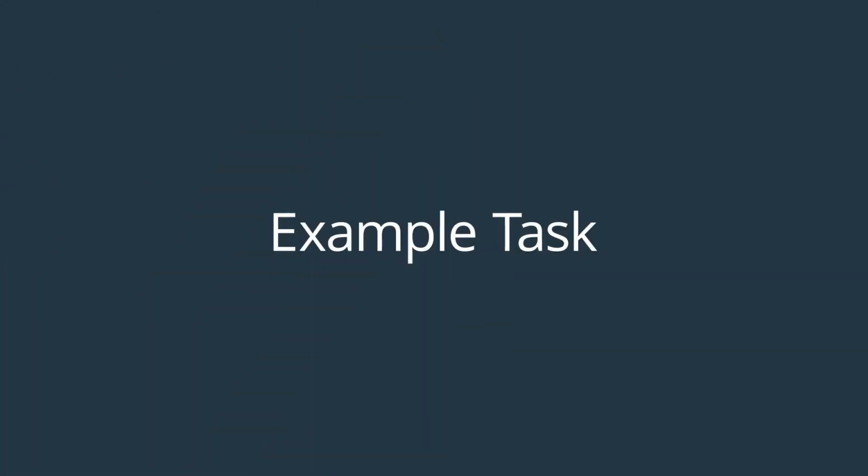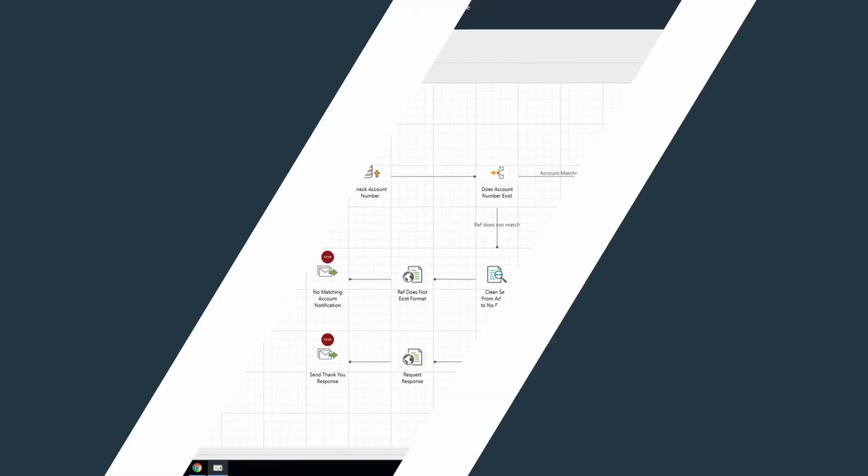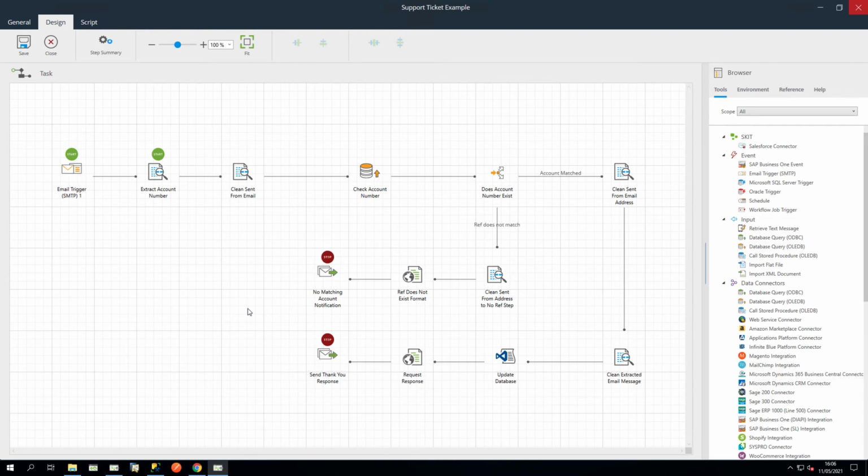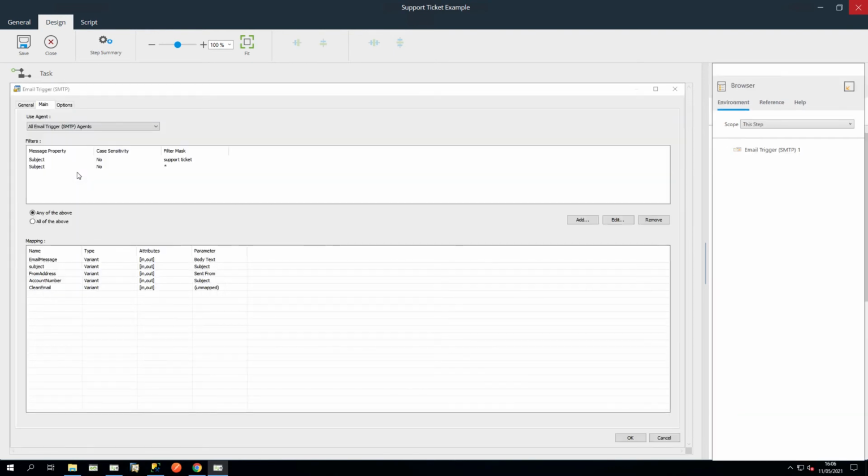Let's take a quick look at the example task for our email trigger demonstration, which is based on a support ticket scenario. If we open the email trigger SMTP step, we can see that the trigger filters are looking at the email subject containing the words support ticket. We can see that there is also a wildcard on the subject line, and this allows the step to look at anything else after the words support ticket, which in this example will be the user's account reference.